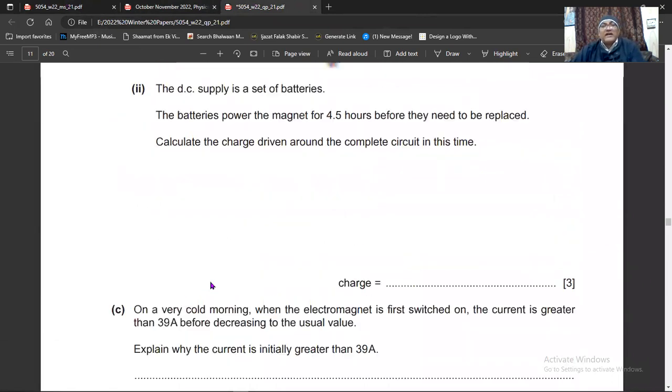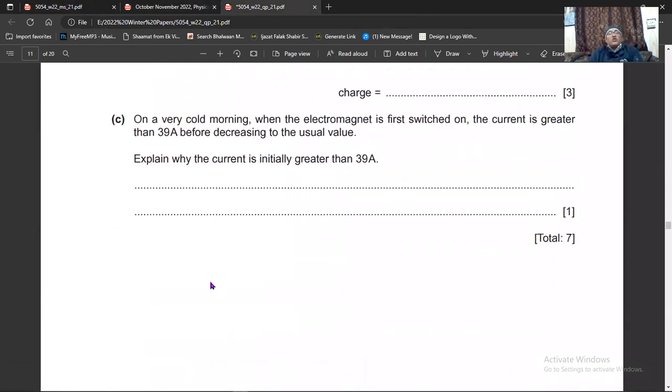On question number 6 and its C part, he says, on a very cold morning, the electromagnet is first switched on. The current is greater than 39 ampere before decreasing to the usual value. Explain why the current is initially greater than 39 ampere. You see, he's saying on a very cold morning. So when you switch on the crane, because of very low temperature, the resistance of the coil in that electromagnet will be quite low, and due to that the current that the coil will take from the power supply will be more than 39 amperes.